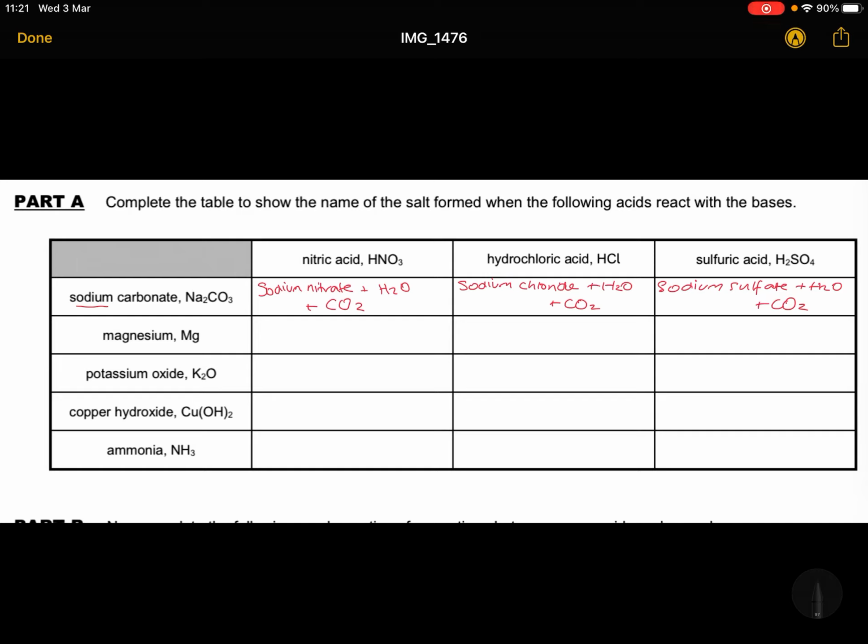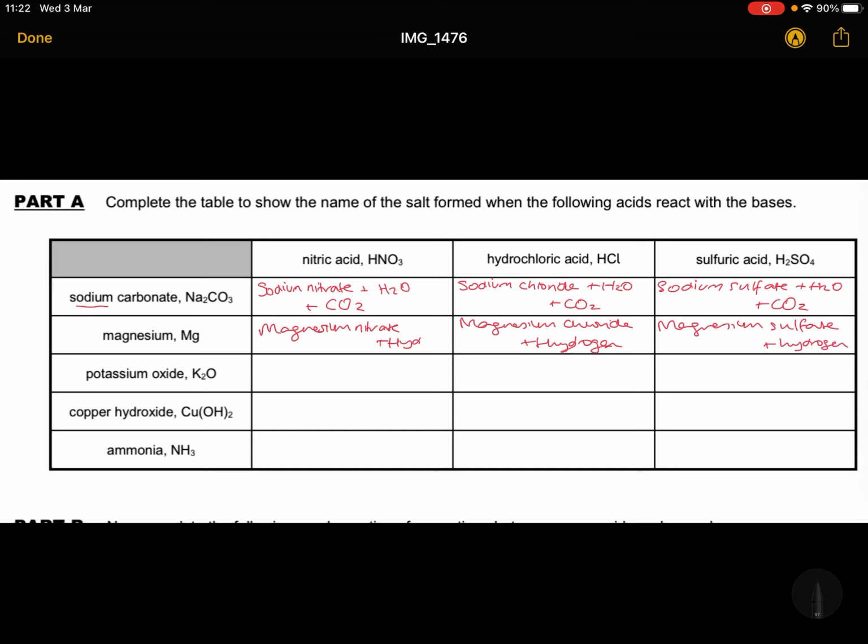Okay, now let's do magnesium. Magnesium is a metal, it's clearly not joined to anything, so it's going to be making a salt and hydrogen each time. So, magnesium nitrate plus hydrogen. That's meant to be hydrogen, but again, got to do it quickly. Next one, magnesium chloride. Oh, my voice is going. Plus hydrogen. And magnesium, apologies that I wasn't writing, sulfate plus hydrogen.